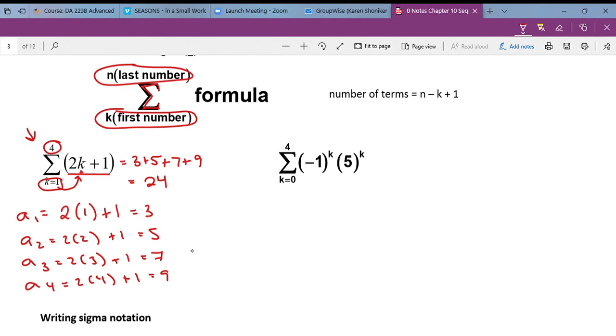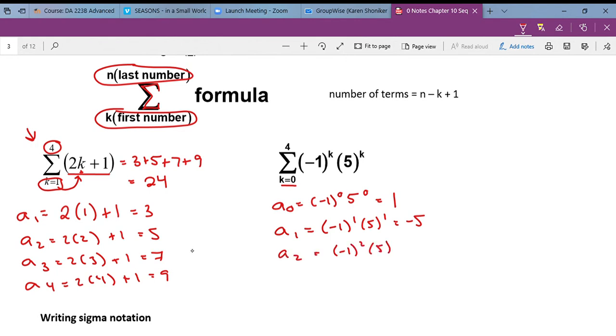This next one, they're saying you want to start where k is 0. And so you're not just doing natural numbers, you're starting where k is 0. And so we're going to find when k is 0. So we go -1 to the 0 times 5 to the 0, which is going to be just a 1. And then when k is 1, -1 to the 1 times 5 to the 1, which is -5. And then when k is 2, that's going to make it positive, and then we're squaring it to get positive 25.